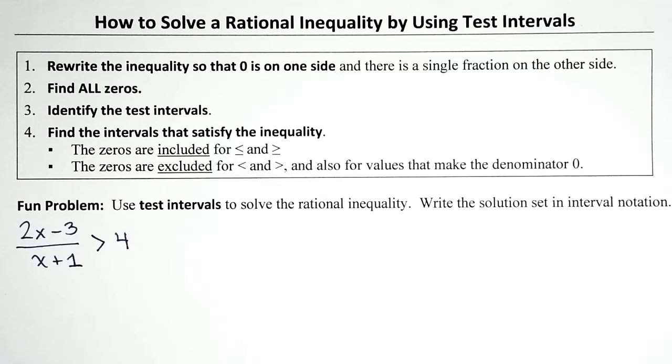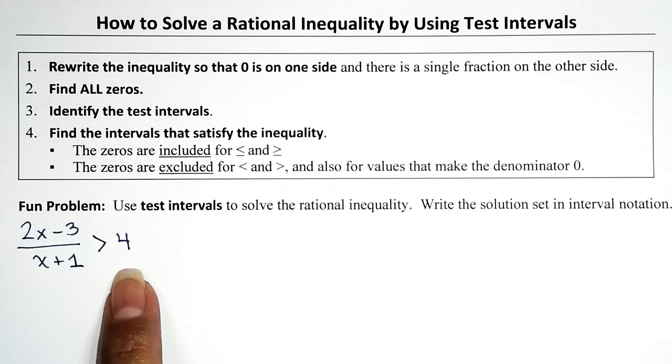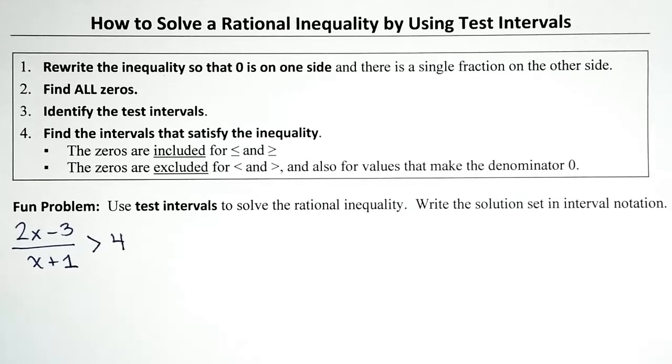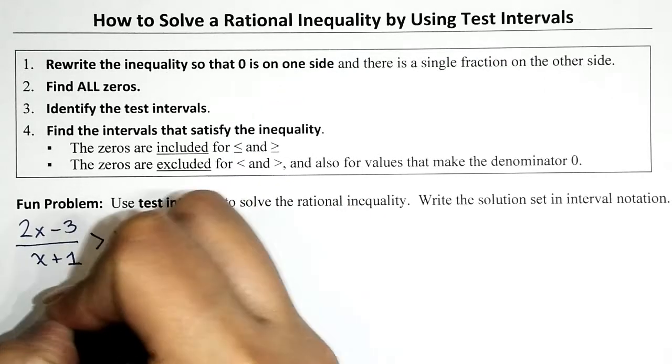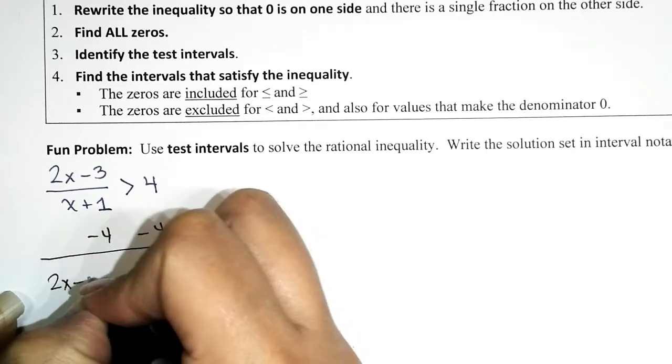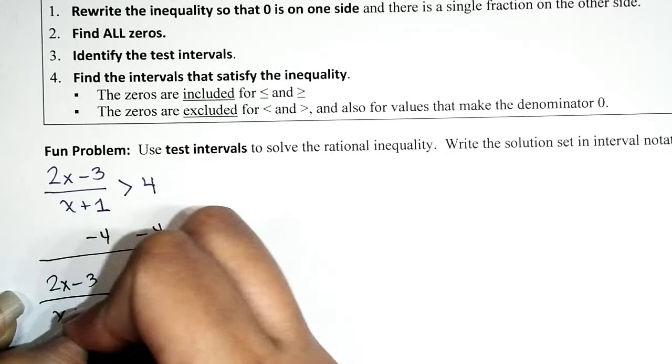in interval notation. So to solve a rational inequality, remember step 1, fix it so there's 0 on one side and a single fraction on the other. So let's do this. With your permission, let's subtract 4 from both sides. Okay, so fix it so there's 0 on one side and a single fraction on the other. Do what you gotta do.